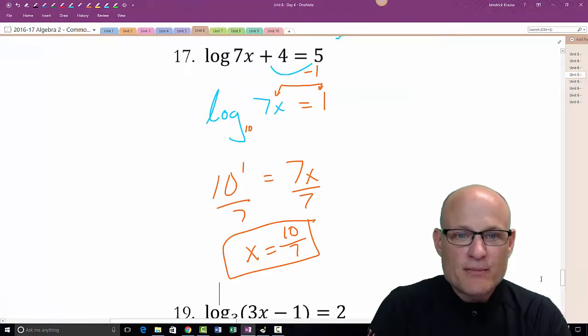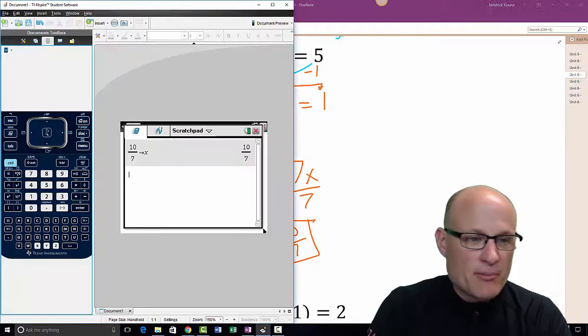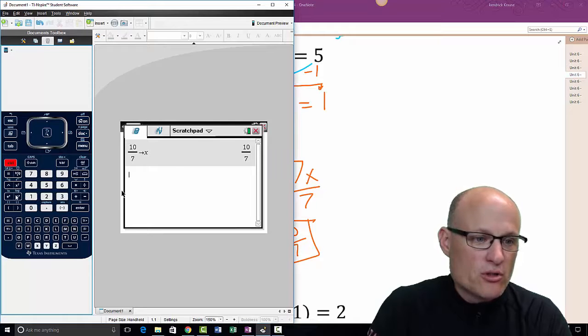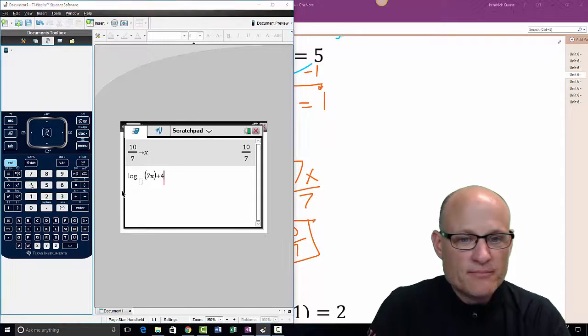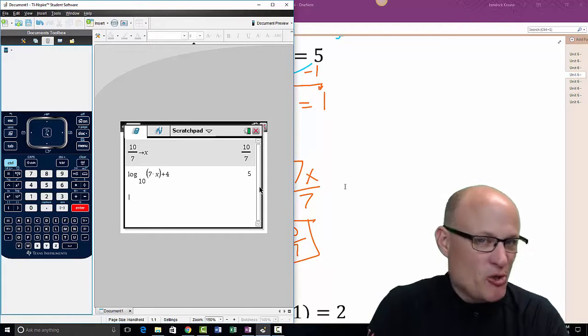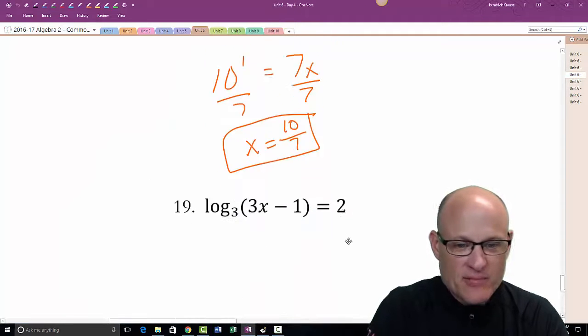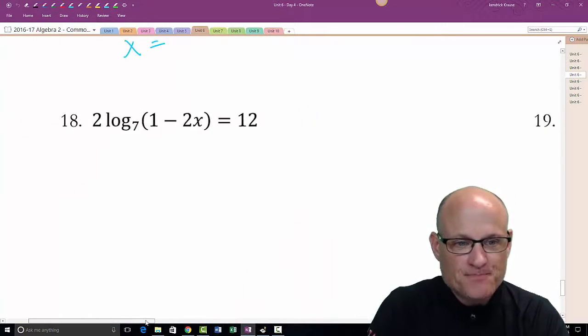All right, so log base... let me put that in. Control log. Now, I don't have to put that 10 in there. I'm going to show you I don't have to put that 10 in there. Of 7x plus 4. Wait, is that what the problem is? 7x plus 4? Let's see. 5. Ooh, that was nice. And notice I didn't put the base in there and it put the base in there for me. So it knows that if you don't put the base in there, it's going to be 10. I'll check the next two, and then we'll be done.